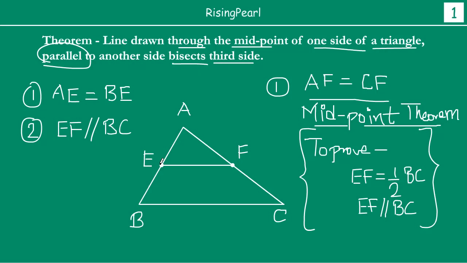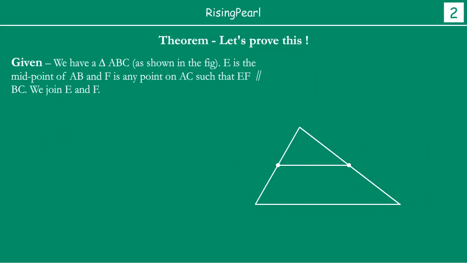In this theorem, dosto, what is given is only that E is the midpoint and EF is parallel to BC, and we will prove that F is the midpoint of AC, that is AF is equal to FC. So let us find out how we can go ahead and prove this. Like we always do, dosto, we start with what is given. We have a triangle ABC. E is the midpoint of AB, and F is any point on AC.